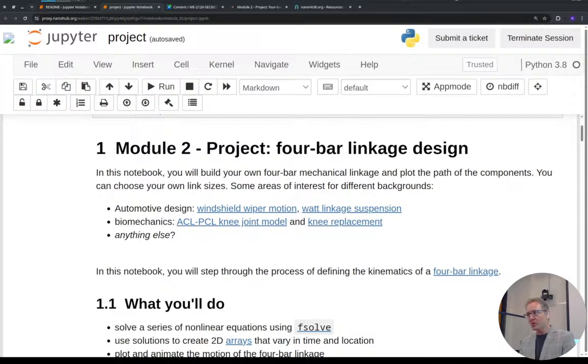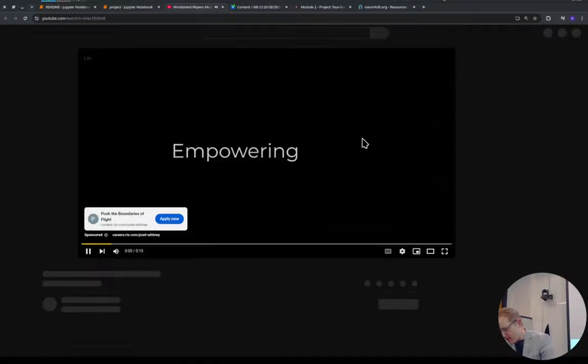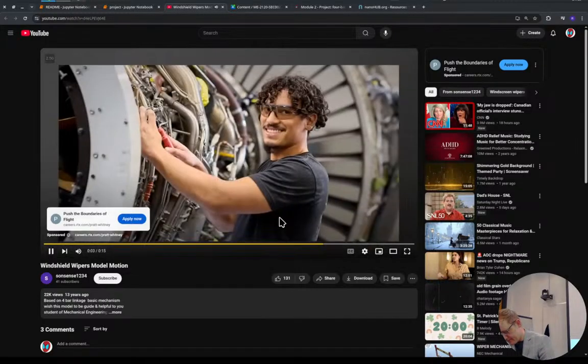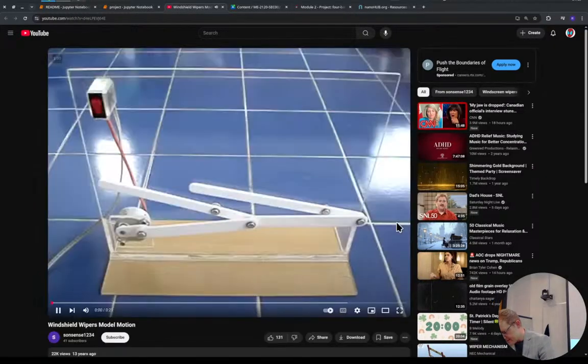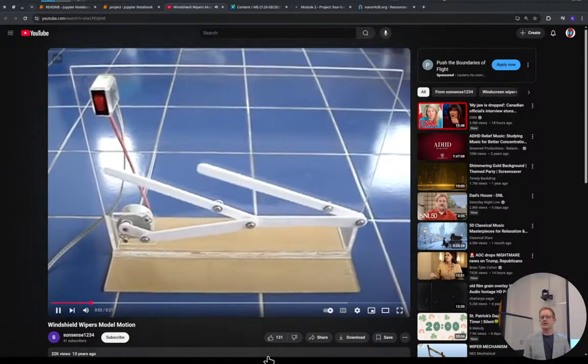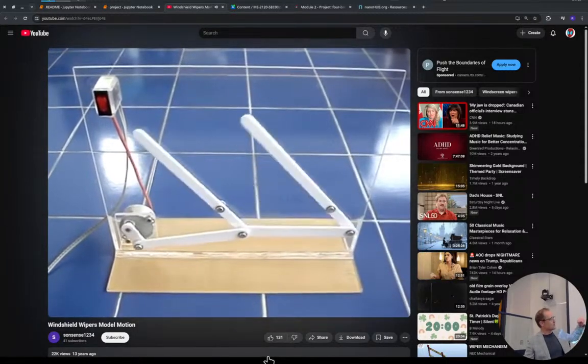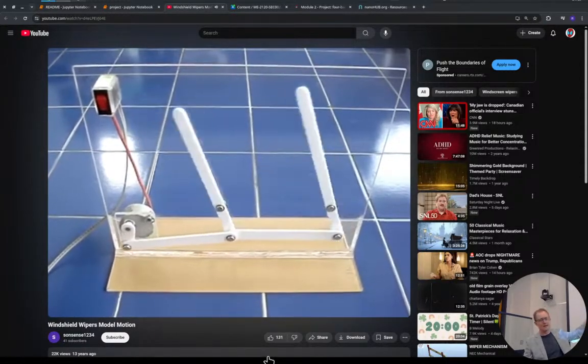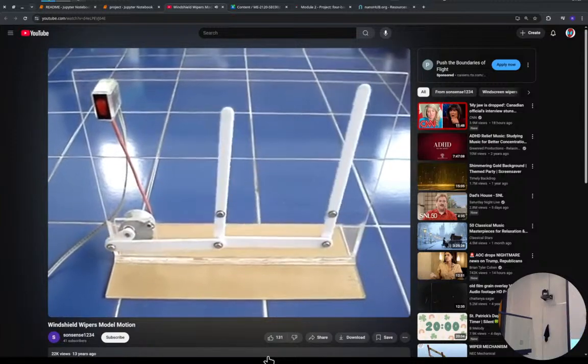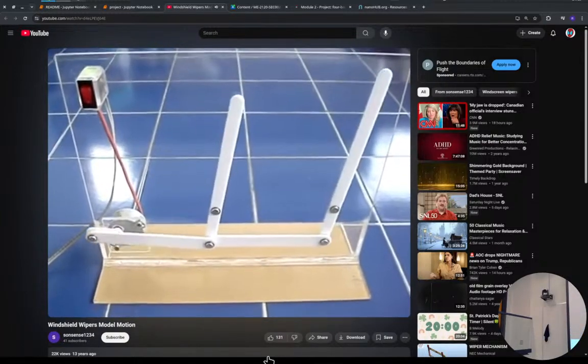So the main goal of getting to a finished product of the project is picking some kind of application. So it can be something in here, like you could say, hey, I want to design a windshield wiper. I know I'm using YouTube to watch YouTube, but here, our parts are O, A, B, and C.